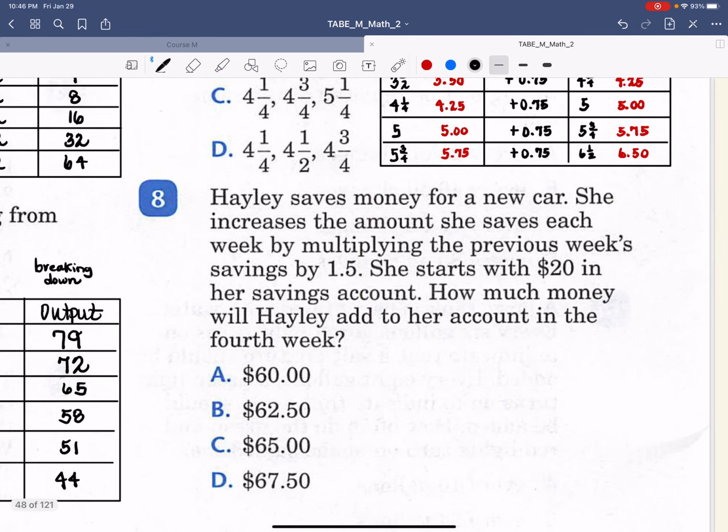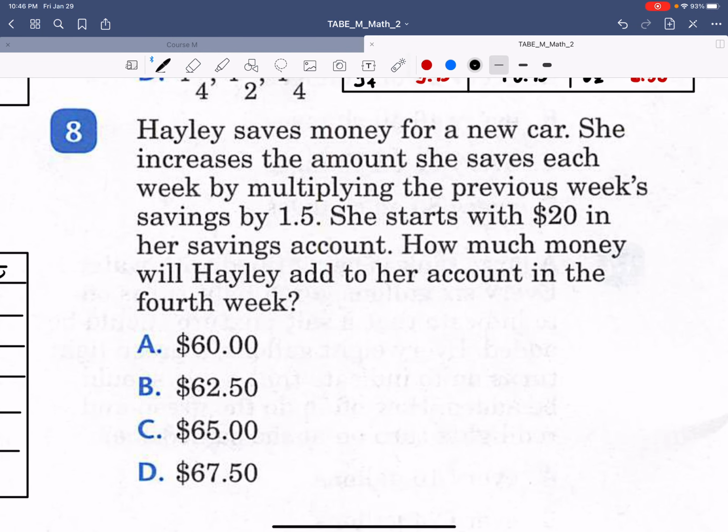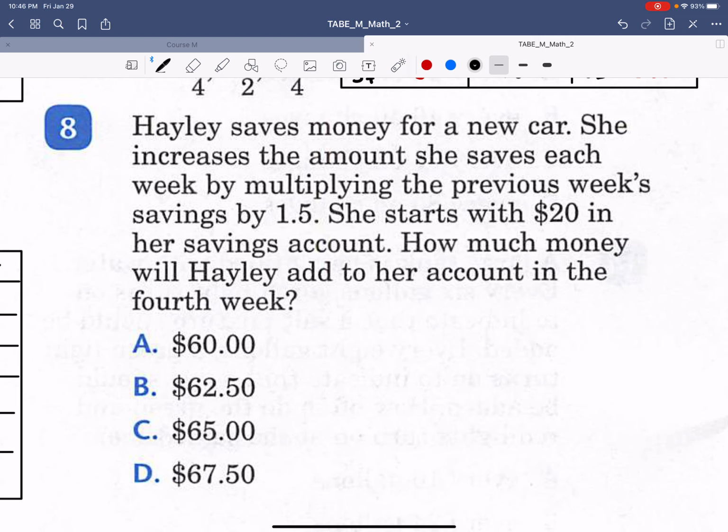Alrighty, number 8. Haley saves money for a new car. She increases, builds up, the amount she saves each week by multiplying the previous week by 1 1/2. There's the rule. She starts with $20 in, there's the first input, her savings account. How much money will Haley add to her account in the 4th week? So we're looking for the 4th input.